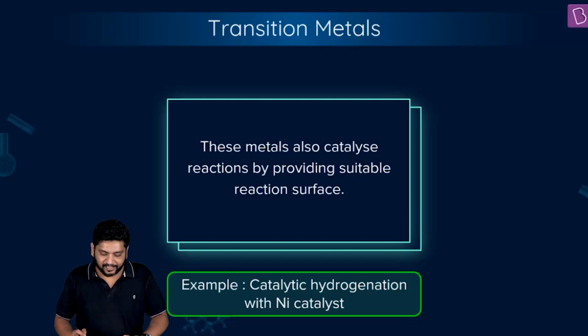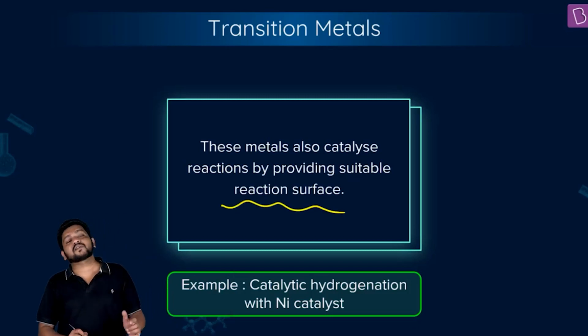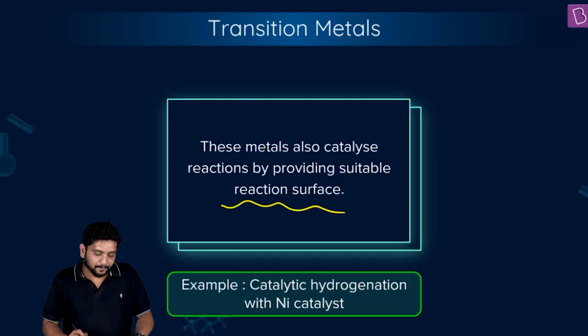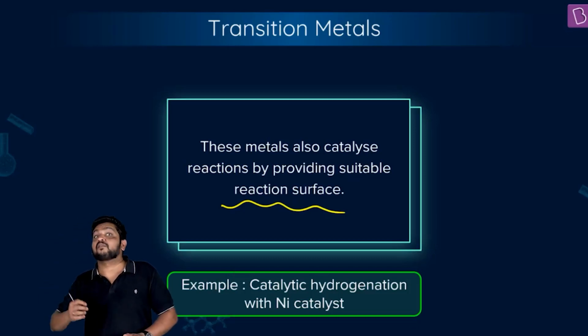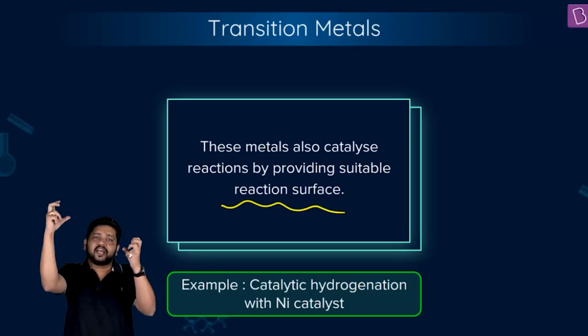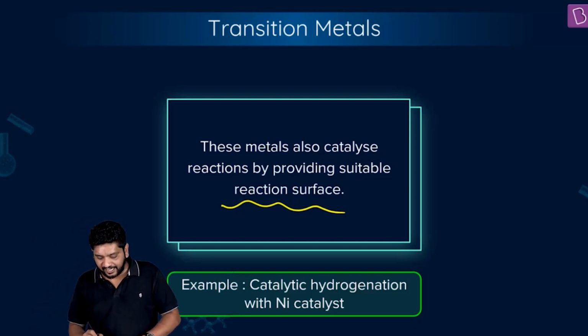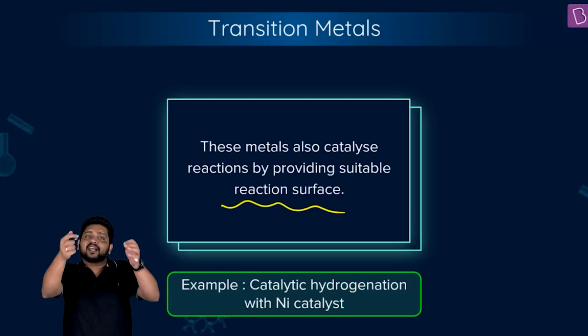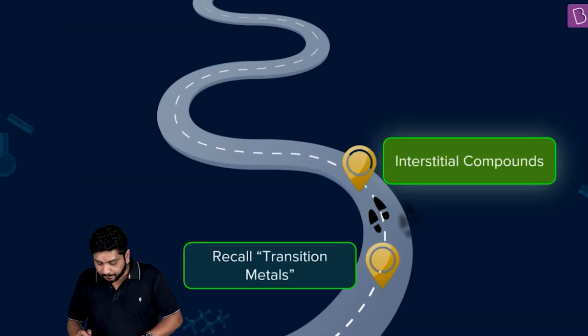So these metals also catalyze reactions by providing a suitable reaction surface, right? You have come across this even in the mole concept in physical chemistry, where you speak about the number of surface sites available, right? So when these metals provide surface sites for adsorption, physical adsorption of different gases, they facilitate easier reaction, right? They hold things in place so that the collisions between particles are more effective. An example would be catalytic hydrogenation with the help of nickel, where hydrogen gets adsorbed on the surface of nickel and it acts as a catalyst in that case, right?